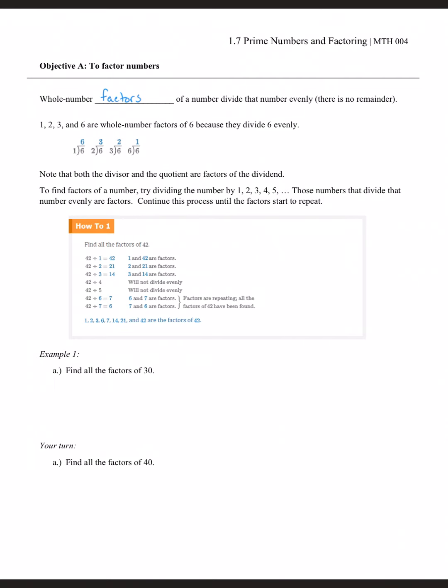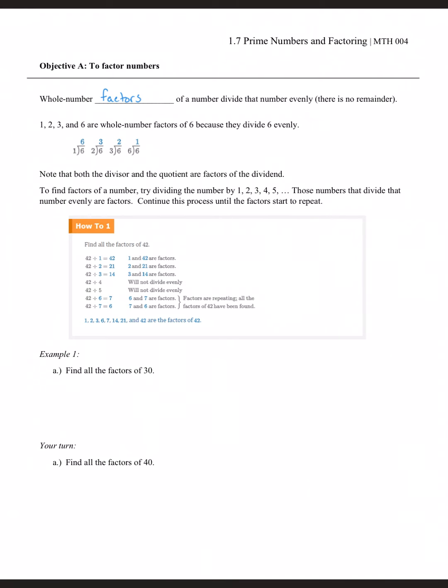1, 2, 3, and 6 are whole number factors of 6 because they divide 6 evenly. And you can see a little picture here that represents that. We know 1 goes into 6 6 times, 2 goes into 6 3 times, 3 goes into 6 twice, and 6 goes into 6 once. This tells us that both the divisor and the quotient are factors of the dividend.